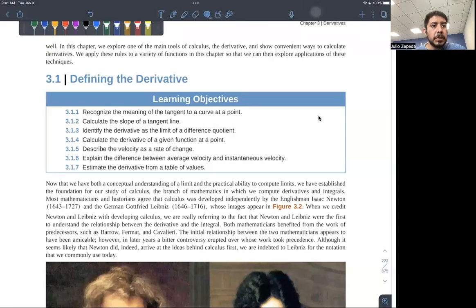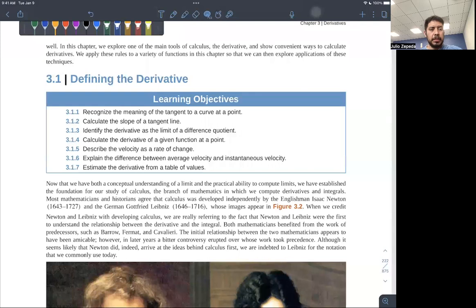All right. So in this video, we're going to talk about section 3.1, defining the derivative. Okay, and we're going to read the textbook and then just kind of make comments along the way. So in this section, we have 7 objectives.